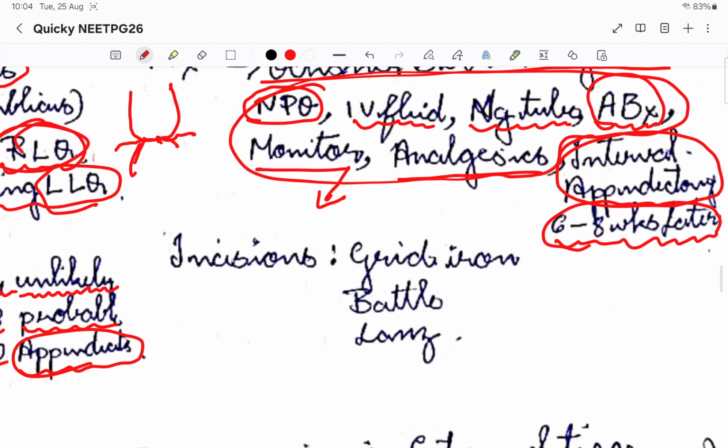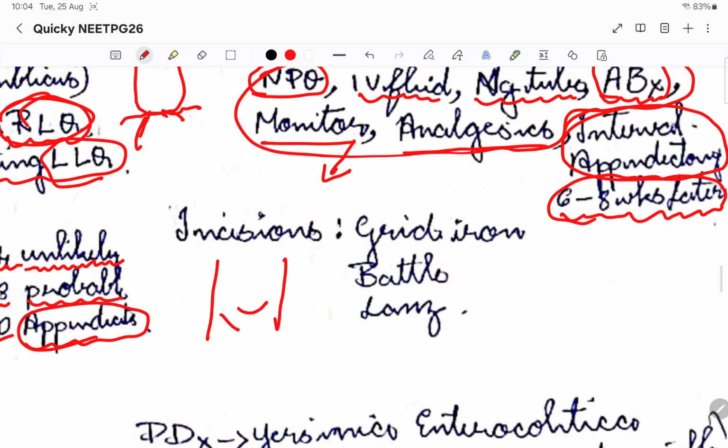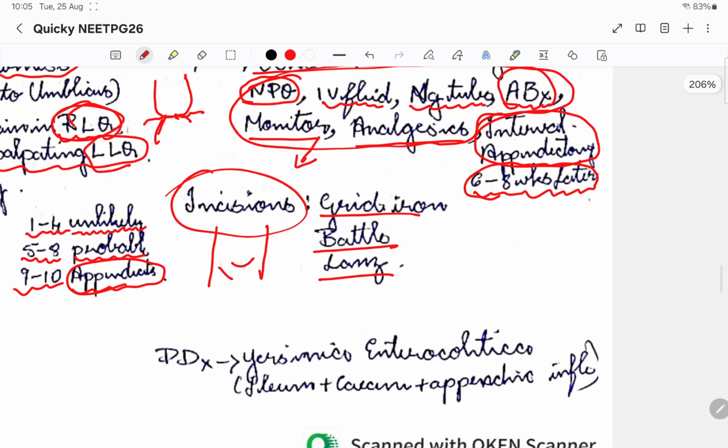So then it will be an emergency. So what are the incisions that we use? Please go through the abdominal incisions, okay, all the incisions, the gridiron incision, the Finkelstein incision, all these things. The gridiron incision is what we do with respect to appendicitis surgery. There is Battle's incision and Lance incision. Please go through all the incisions that are required, okay.